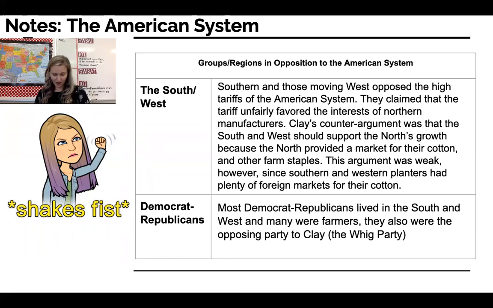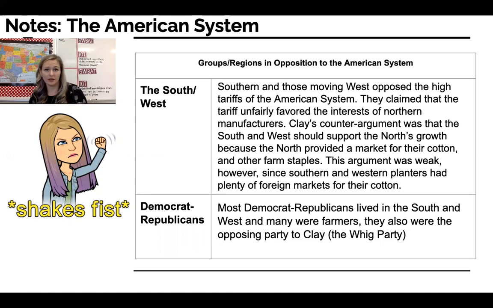The Southern individuals and people that were moving west, they didn't like these high tariffs because they felt like the high tariffs are going to hurt their interests. A lot of individuals said that this was going to unfairly favor northern manufacturers, and it's created to help them out, but it would actually hurt the South and the West, and it wouldn't be helpful for them and their endeavors in making money.